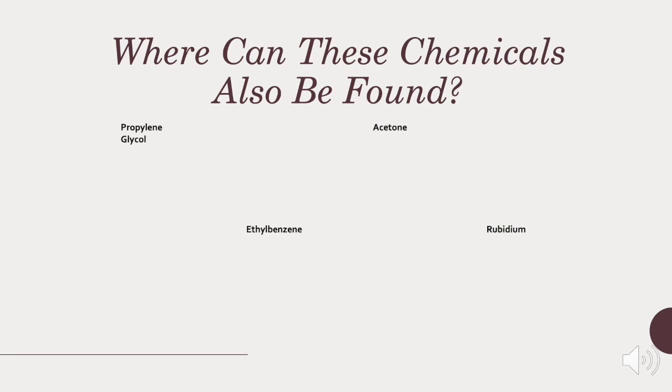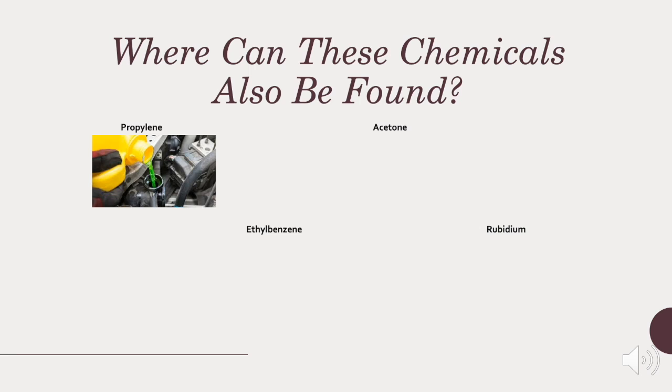I would like to take some time to review where some of these chemicals have also been found. And before I reveal each one, I will give a hint so you can think about it before the answer is revealed. So first up, we have propylene glycol. This chemical has been found in a liquid that you pour into your car. So take a moment to think about this. Okay, so propylene glycol has been found in antifreeze, which is a liquid that is used in cars to prevent danger from cold temperatures. The next chemical, acetone, has been found in something that is often used in nail salons.